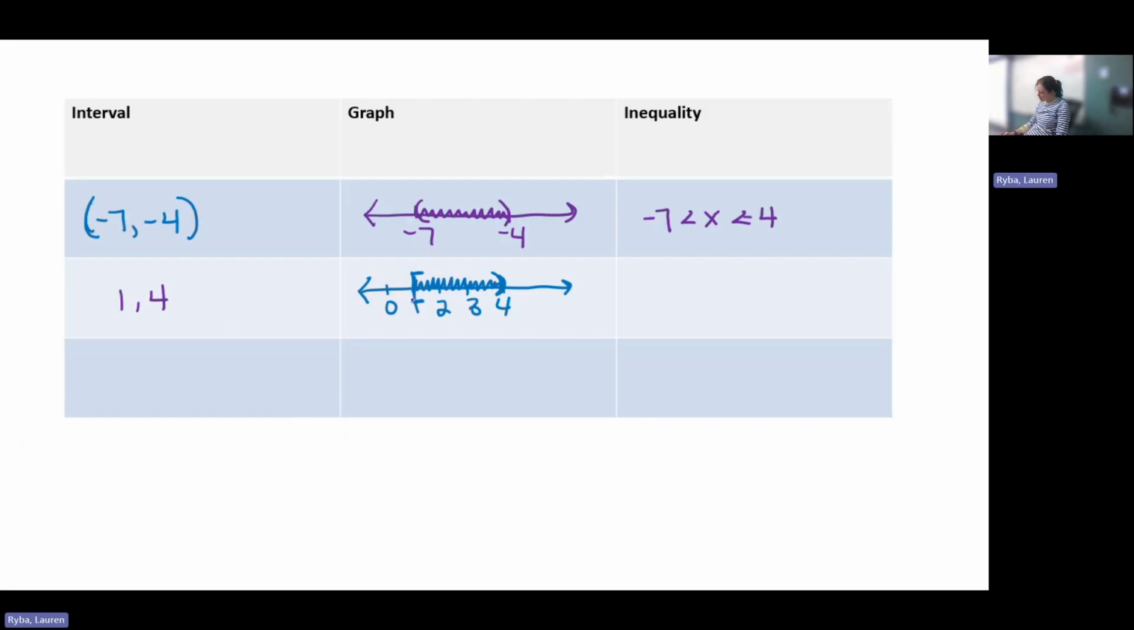And then I just carry over the symbols. So it's a square bracket on the 1, a parentheses on 4. It's going to look similar over here, 1 less than x less than 4. But because 1 has this square bracket on it, I need to add the equals to piece to it. So the only difference is if it's an equals to, you get that square bracket piece and you put that little extra line underneath.